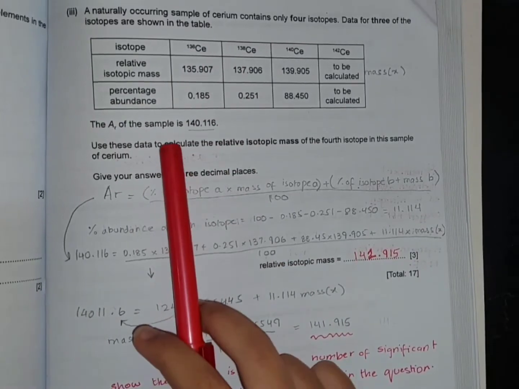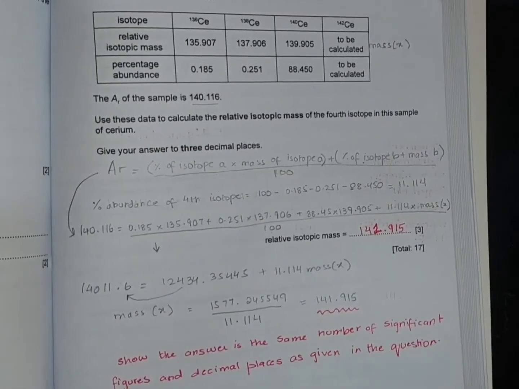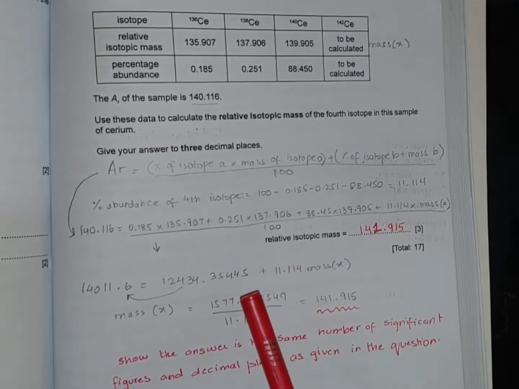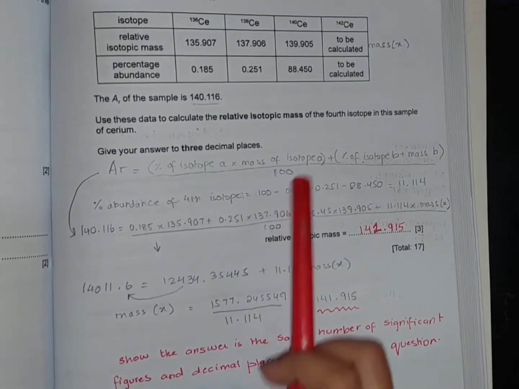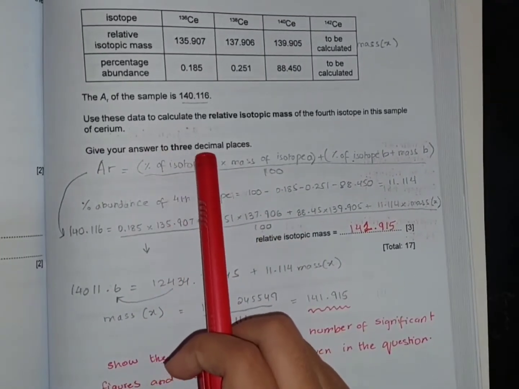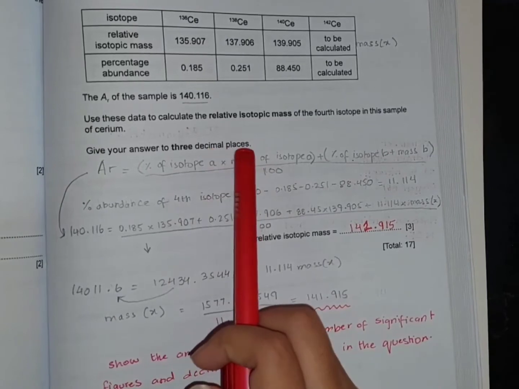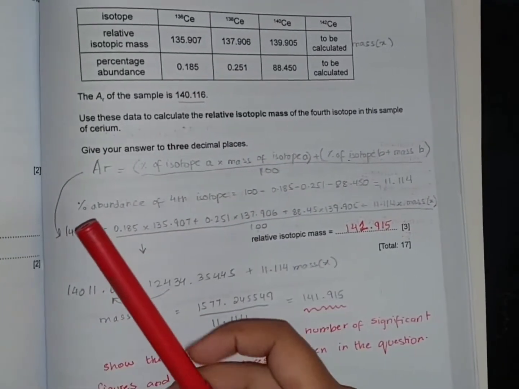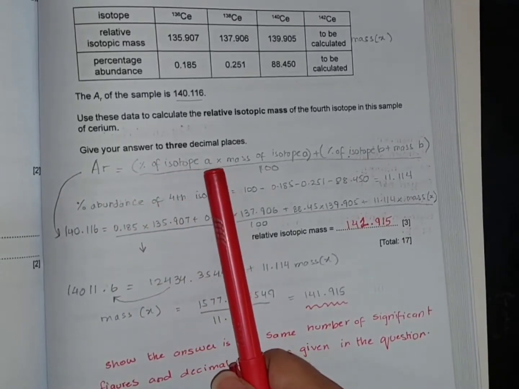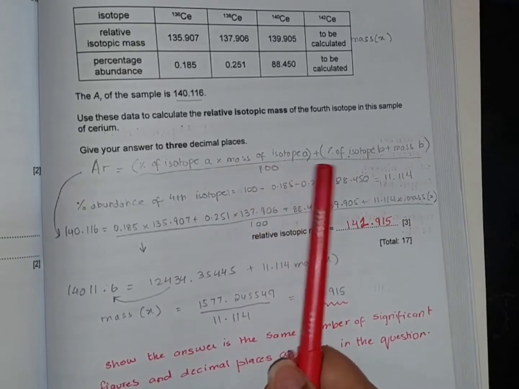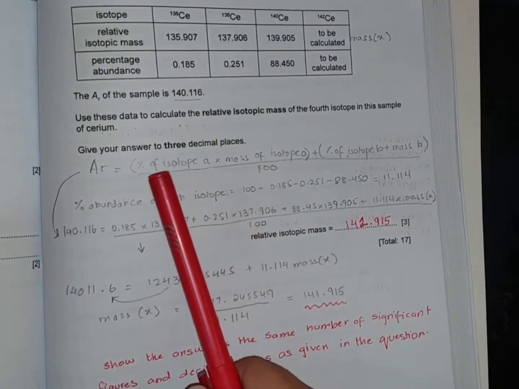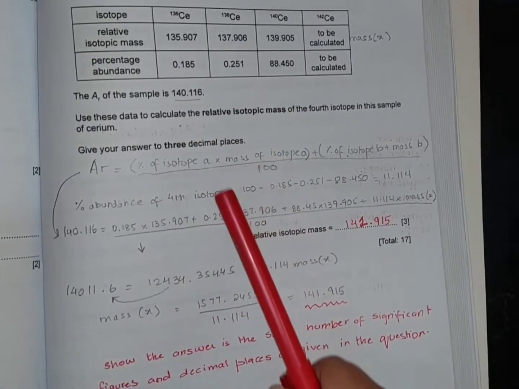The Ar of the sample is given. What you need to do is use the data given to calculate the relative isotopic mass of the 4th isotope in the sample of cerium, right? And remember to give the answer in 3 decimal places, not significant figures, decimal places. So you're going to be writing the formula Ar = (percentage of isotope A × mass of isotope A + ...) for all 4 isotopes, and then divide by 100.